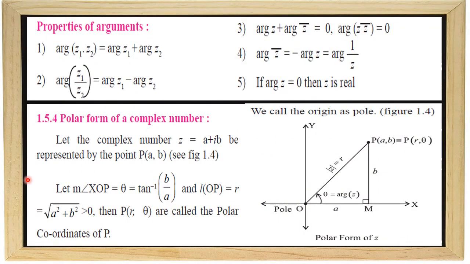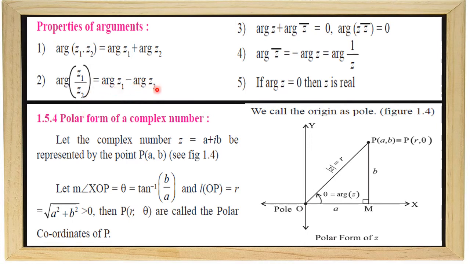Properties of arguments or amplitude of a complex number. First one, argument of Z1 into Z2, where Z1 and Z2 are two complex numbers. Then argument of Z1 into Z2, that is the product of two complex numbers, is equal to argument of Z1 plus argument of Z2, and argument of Z1 upon Z2 is equal to argument of Z1 minus argument of Z2.